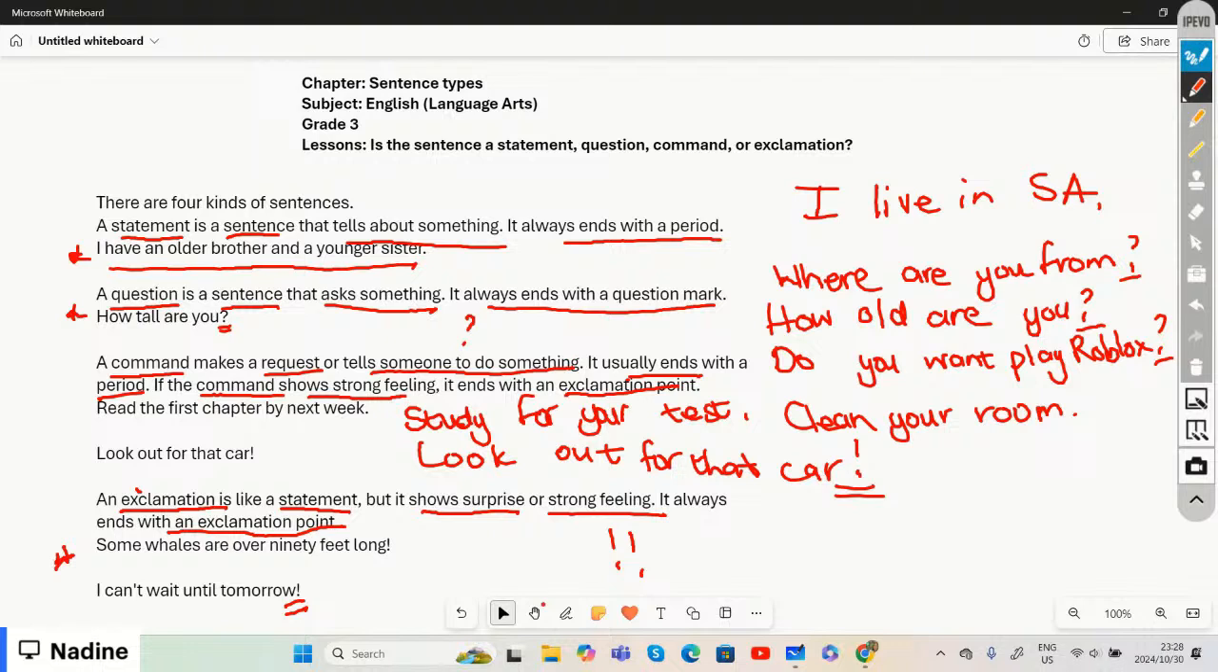And then we have a command type of sentence. A command makes a request or tells someone to do something. And when it comes to a command, it usually ends with a period, depending on the type of sentence, or depending on the stress and the expression and how strong the person's feelings are. Then it will end with an exclamation point.